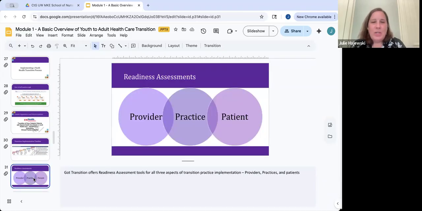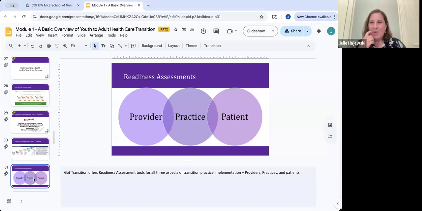Readiness assessments. As I mentioned, GotTransition actually offers a readiness assessment tool for all 3 aspects: provider, practice, patient. If you go to GotTransition and type in readiness assessments, you're going to see those resources and you can go take a look at them. One is for an individual provider saying, how am I doing? One is for the practice, saying how is our clinic or healthcare system doing at implementing transition? And then on the patient aspect, there are readiness assessments for patients to take. There are readiness assessments for caregivers, which is always interesting.